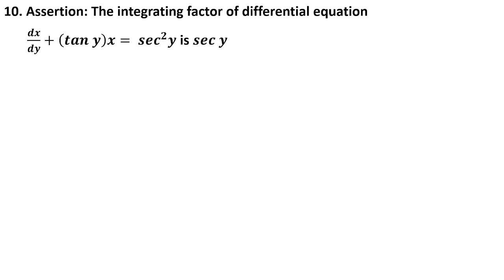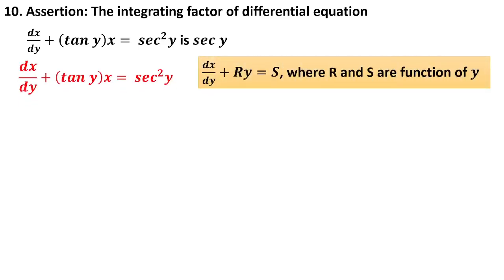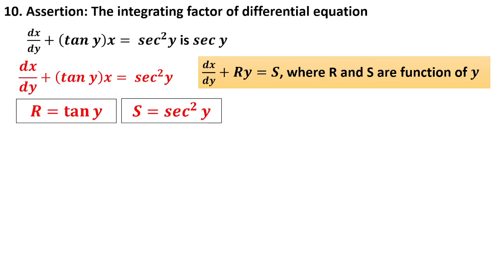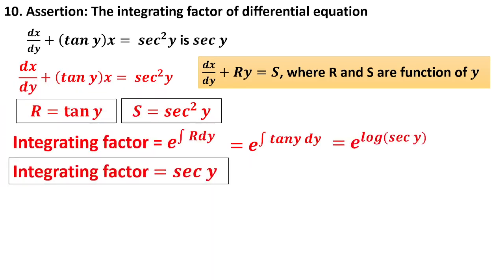Let us go to question number 10. Assertion. Integrating factor of the differential equation is secant y. This is a linear differential equation of type number 2, that is dx by dy plus r x is equal to s, where r and s are functions of y. What will be the integrating factor? r is tan y and s is secant square y, both are functions of y. Integrating factor is e power integral r dy. I am doing it now. e power log secant y, which is secant y.